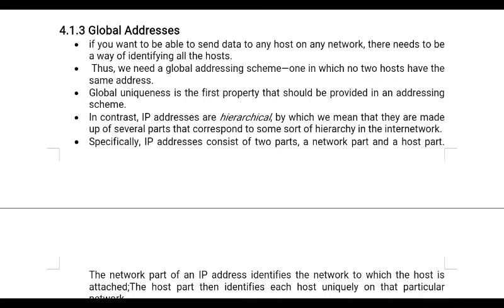If you want to be able to send data to any host on any network, there needs to be a way of identifying all the hosts. So we need a global addressing scheme, one in which no two hosts have the same address. So global uniqueness is the first property that should be provided in an addressing scheme.